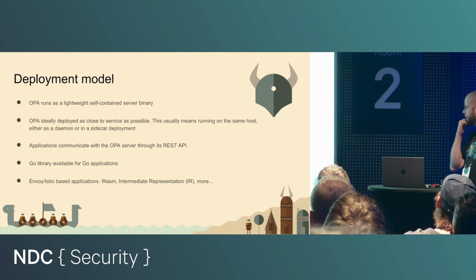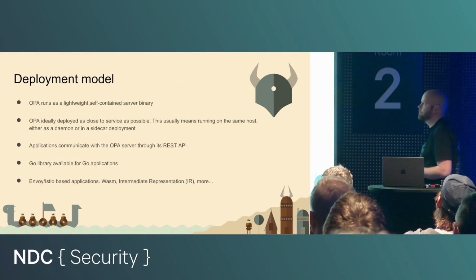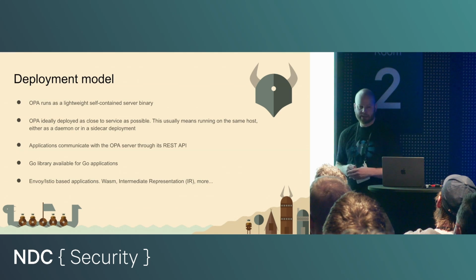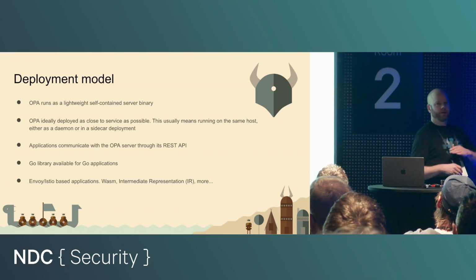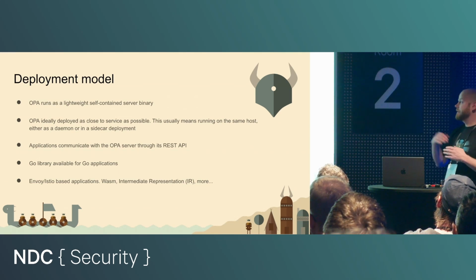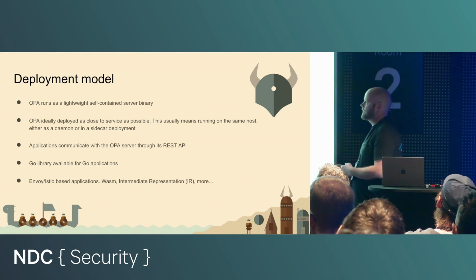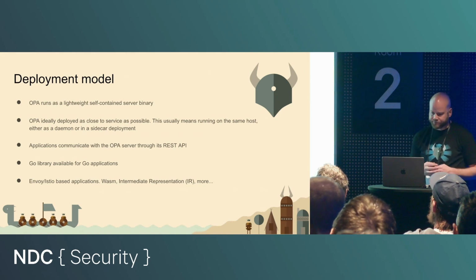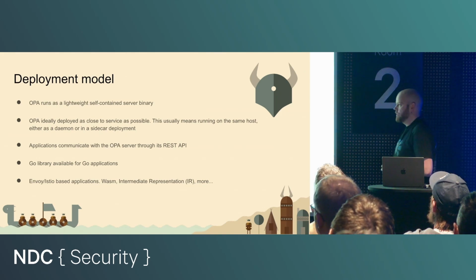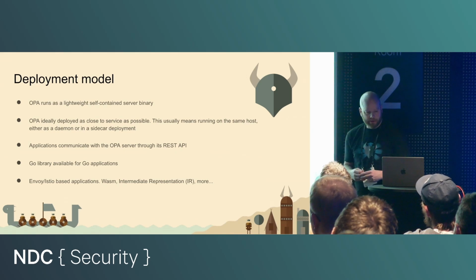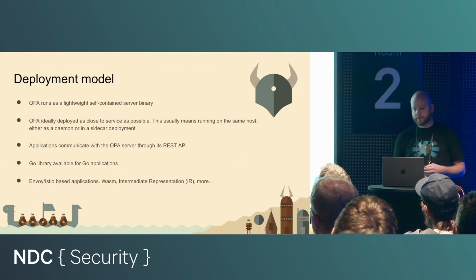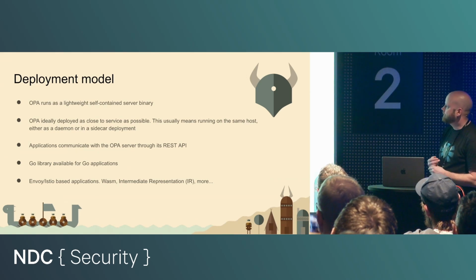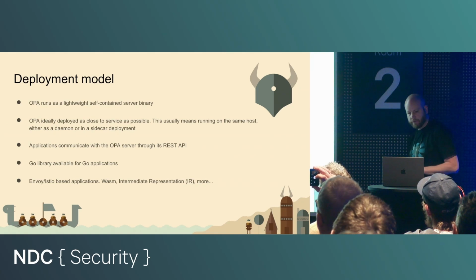For each instance of your application, you're going to have at least one OPA because you want these decisions to be fast. You don't want to go a long distance to query OPA for decisions. It should be as close to native as possible. So that usually entails that you run OPA on the same host, either as a daemon or maybe a sidecar, if you're familiar with that from Kubernetes.